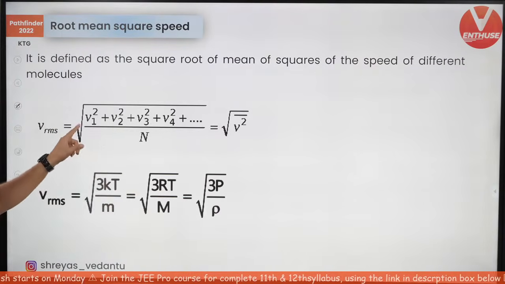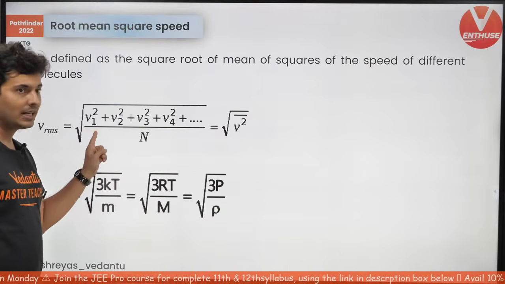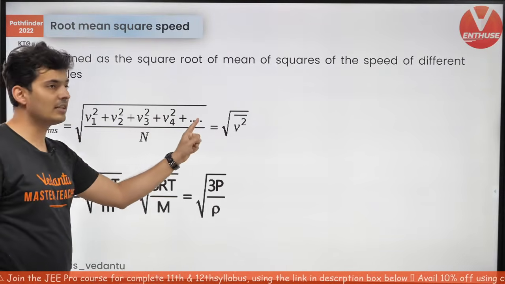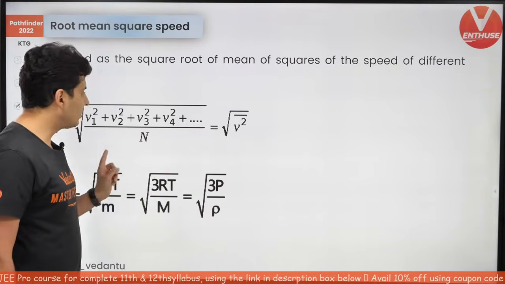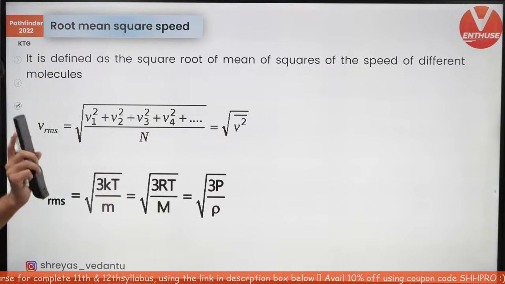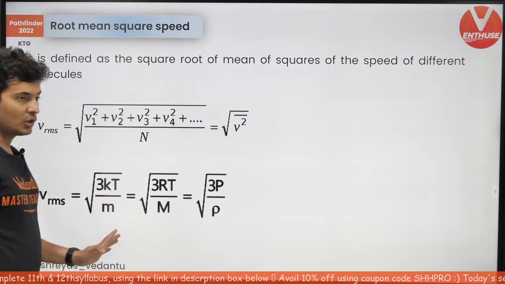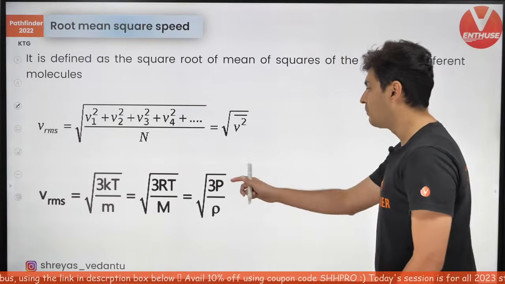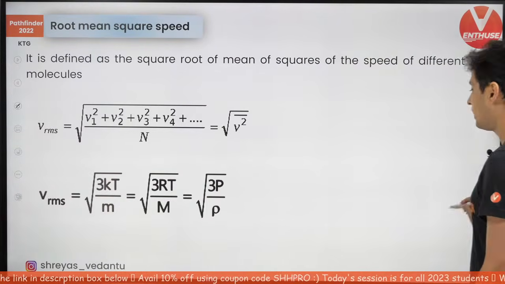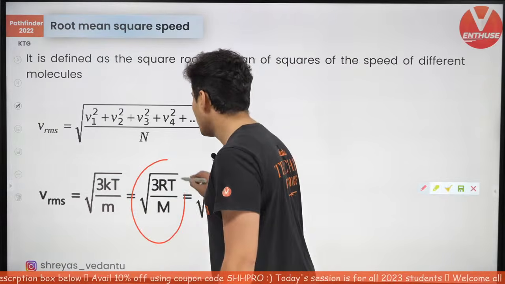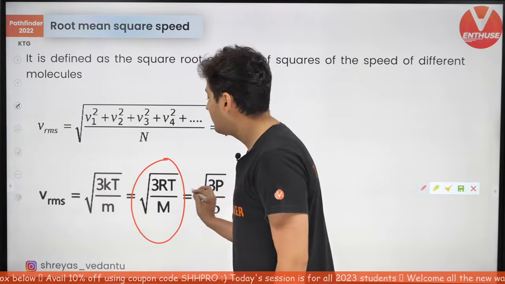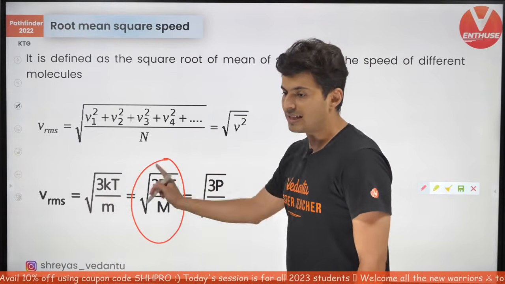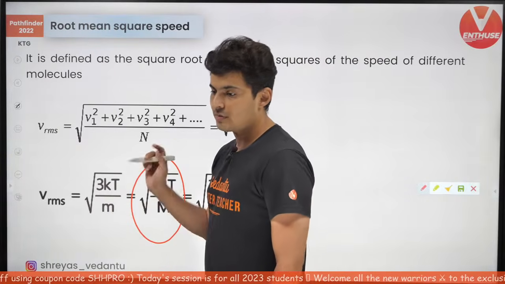So the RMS velocity by definition mathematically is v1 square plus v2 square plus v3 square plus v4 square, the average of that, the whole thing under the root, and it turns out to be root 3 RT by m. Very, very important. This is the formula which you are going to remember. Root 3 RT by m. This and this can be derived using these formulas.